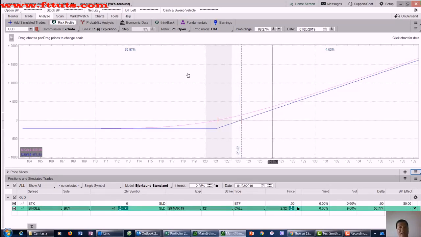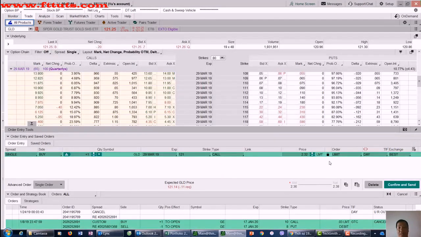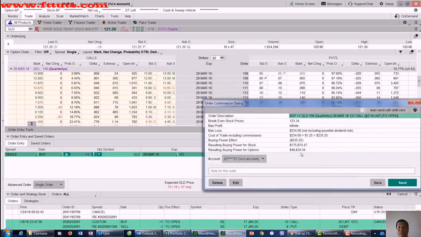So if you're happy with that, go back to the trade tab here and check the market price again. Now it's still about 238, and perhaps you have to go to like $2.34 to have a chance for your order to be filled, right? So it shows that if I do this trade, my max loss is 234 now because I raised the premium, and my break-even point becomes 123.34. Okay, if I'm okay with that trade, I execute it.